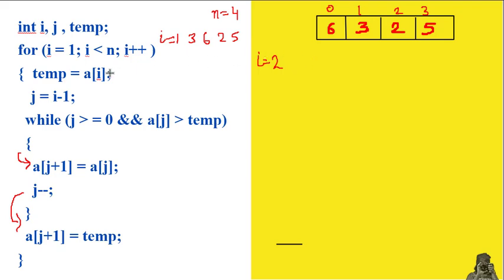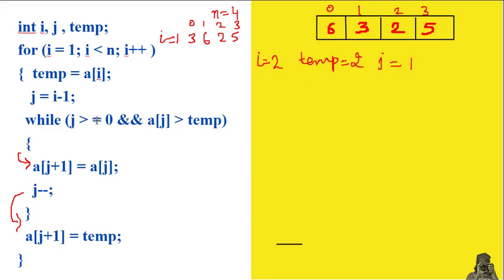For the second iteration, i is equal to 2, which is less than 4, so we can go into the body of the for loop. Onto temp we store a of i, which is our second index. This is our current array: 0th, 1, 2 and 3rd. At the second index we have value 2. And onto j, i minus 1, which is 1 here.